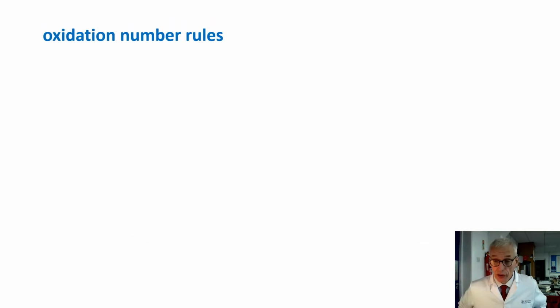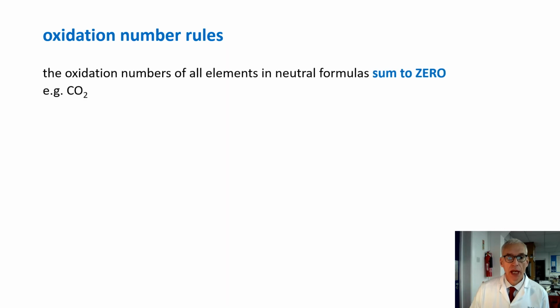So to make use of oxidation number, we need to have some rules to help us apply to compounds. And the first one is that oxidation numbers of all elements in neutral formulas sum to 0. So if we look at a neutral molecule, carbon dioxide, CO2, we know that oxygen follows the rule, always -2. So 2 times oxygen will be 2 times -2. That comes to -4.